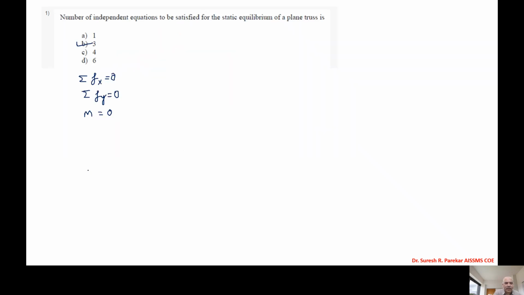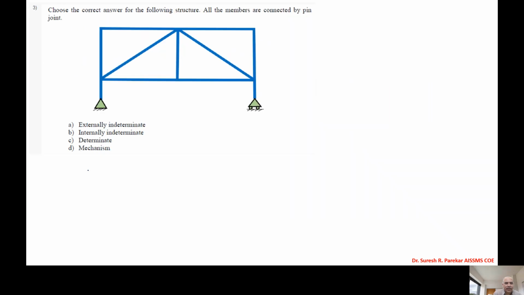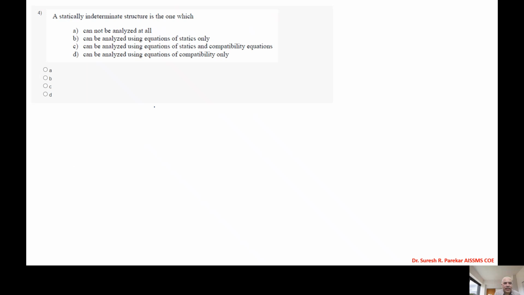In the first case we have answer as B, here we have A. Now in the third we have this as a mechanism, because this is no truss, no frame, and then we will have D, that is mechanism. Then a statically indeterminate structure is the one which can be analyzed, C. So we have already seen in the class that it can be analyzed using equations of statics and compatibility equations. So we have answer is C.